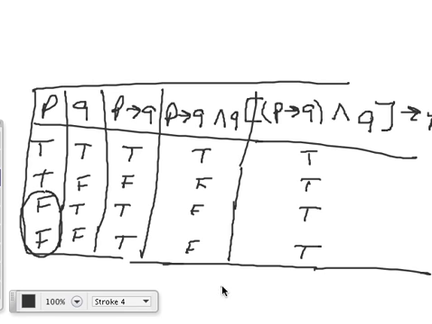So the question is, is it a tautology? Is it a contradiction? Is it an implication? A contradiction is false all of the time. Well, it's a conditional and it's true all of the time. The answer would be an implication. That was a mouthful right there.